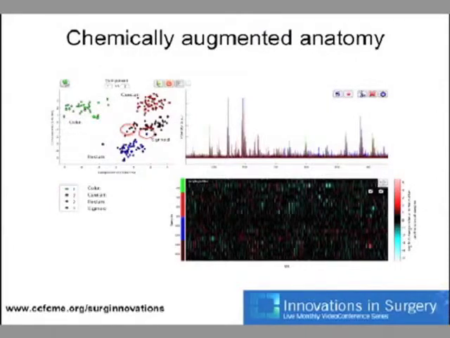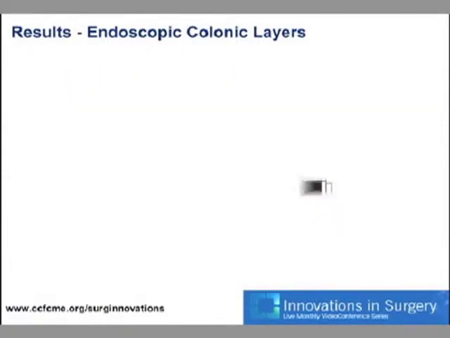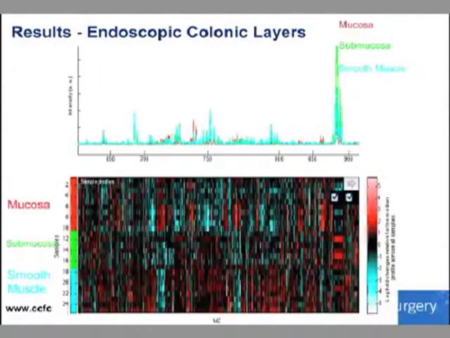Next slide, please. Obviously, we worry about depth of invasion when we manage these tumours both endoscopically and in open surgery. So our next question was, well, how sensitive is this? Do we get different lipid signatures as we go through the different layers of the bowel? So we did this analysis, and sure enough, we do. So this is the raw spectral data. You can see differences just with the naked eye between the mucosa, submucosa, and smooth muscle.